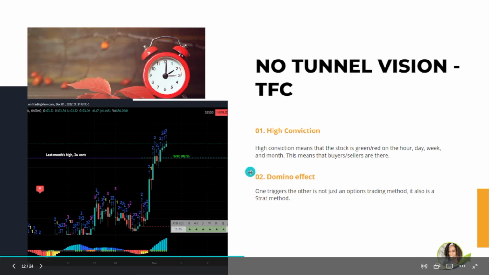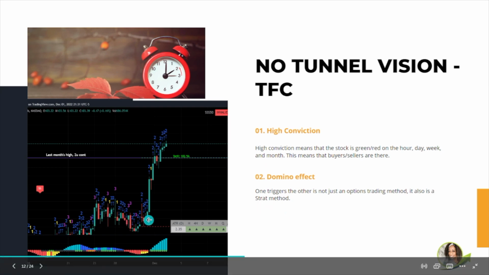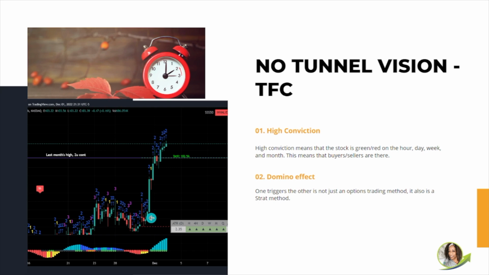Okay, and then also for understanding the domino effect. You've heard of OCO orders, where one triggers the other, right? Well, that's not just for options trading. That is for the Strat as well.